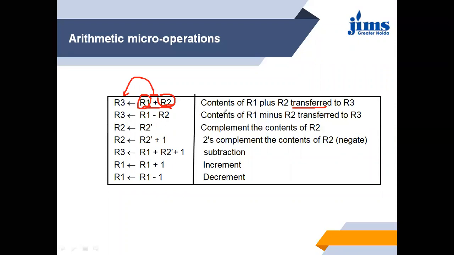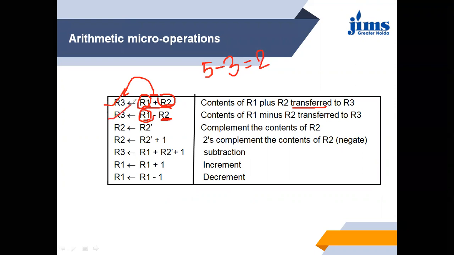When we have to subtract the content of R2 from R1, suppose in R1 there is 5 and in R2 there is 3. So 5 minus 3 equals 2, meaning we transfer 2 to R3. So this is for addition, and this is for subtraction.